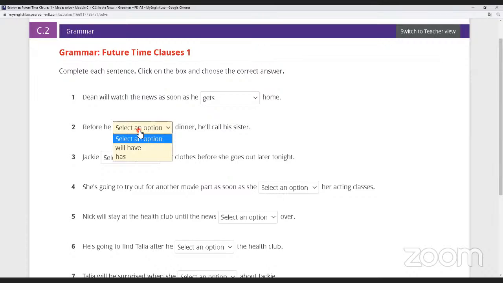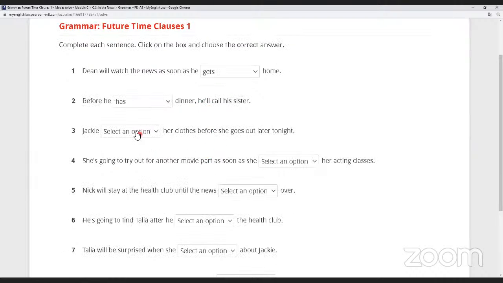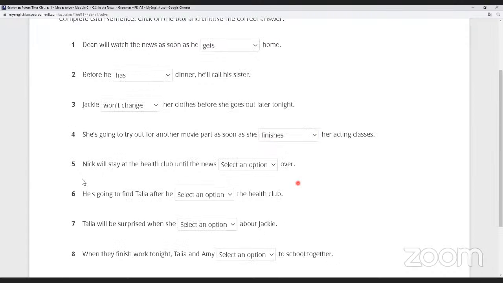Okay, before he has dinner, he will call his sister. 3. Jackie won't change her clothes before she goes out later tonight. She is going to try out for another movie part as soon as she finishes her acting classes. As soon as she finishes. Finishes, please. Okay. Nick will stay at the health club until the news is over.